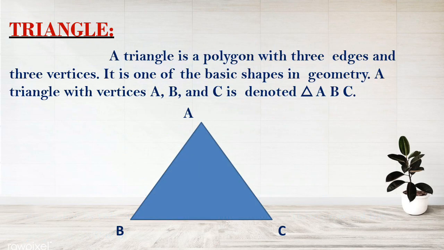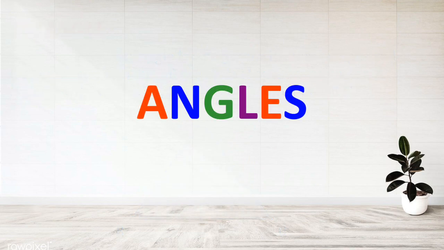Okay, let's refresh some previous concepts, my dear students. As you can see, this one is a triangle because it has 3 edges and 3 vertices. This shape is known as a triangle because it also has 3 angles. So students, what are angles?